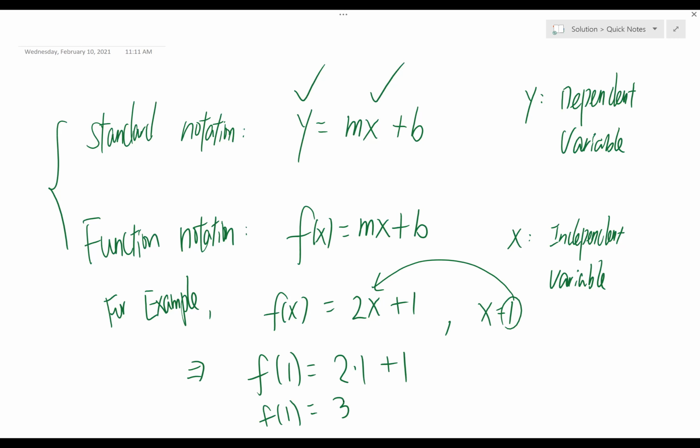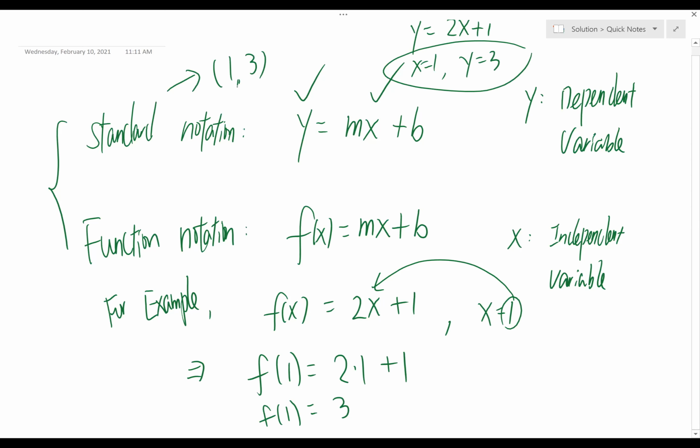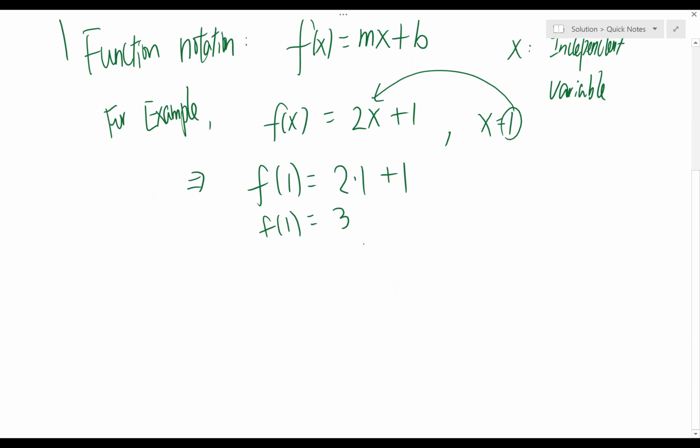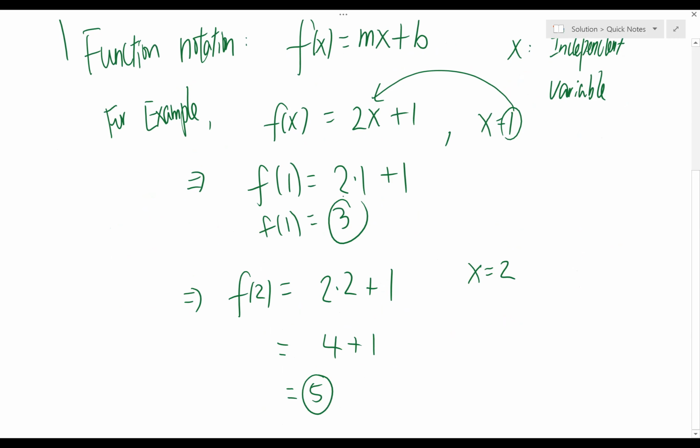And same thing here, right? If you're using standard notation, you get y value equal to 3. So let's say y equal to 2x plus 1. When x equal to 1, then y equal to 3. And from the standard notation, we get ordered pairs, right? (1, 3). For the function notation, it's more flexible, meaning anytime we put in an x value, let's say we put in another one, x equal to 2, then f of 2 should be 2 times 2 plus 1. So it's 4 plus 1, that becomes 5. So given an x value, we get a corresponding y value, but it's in the function notation.